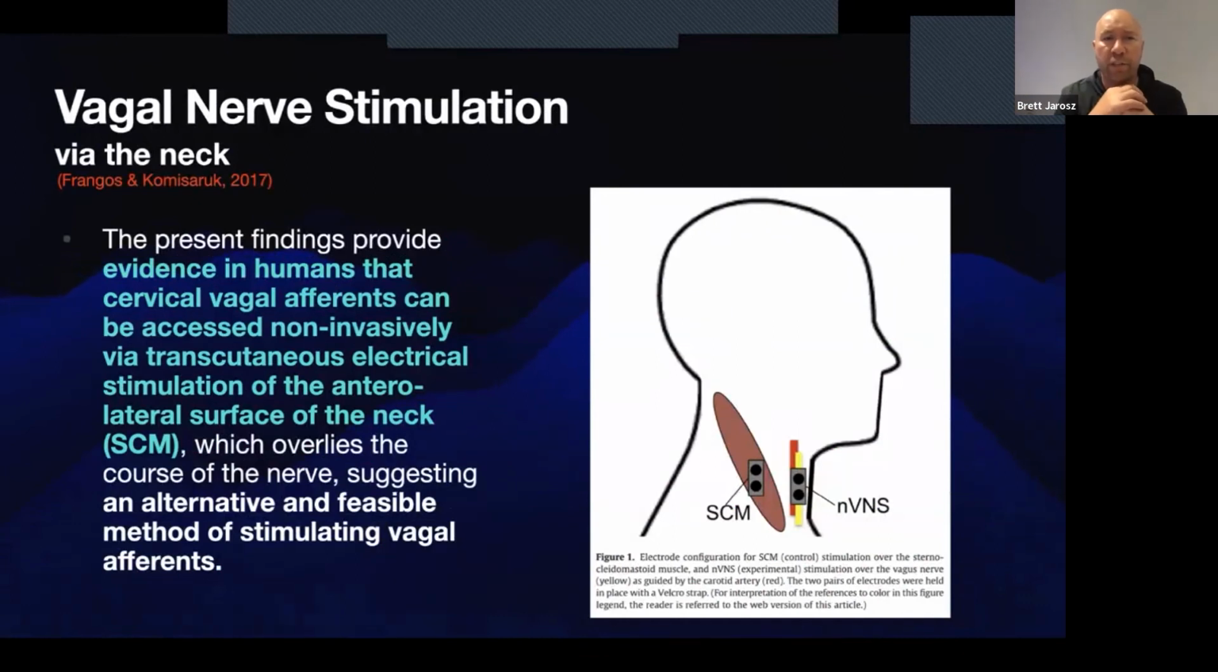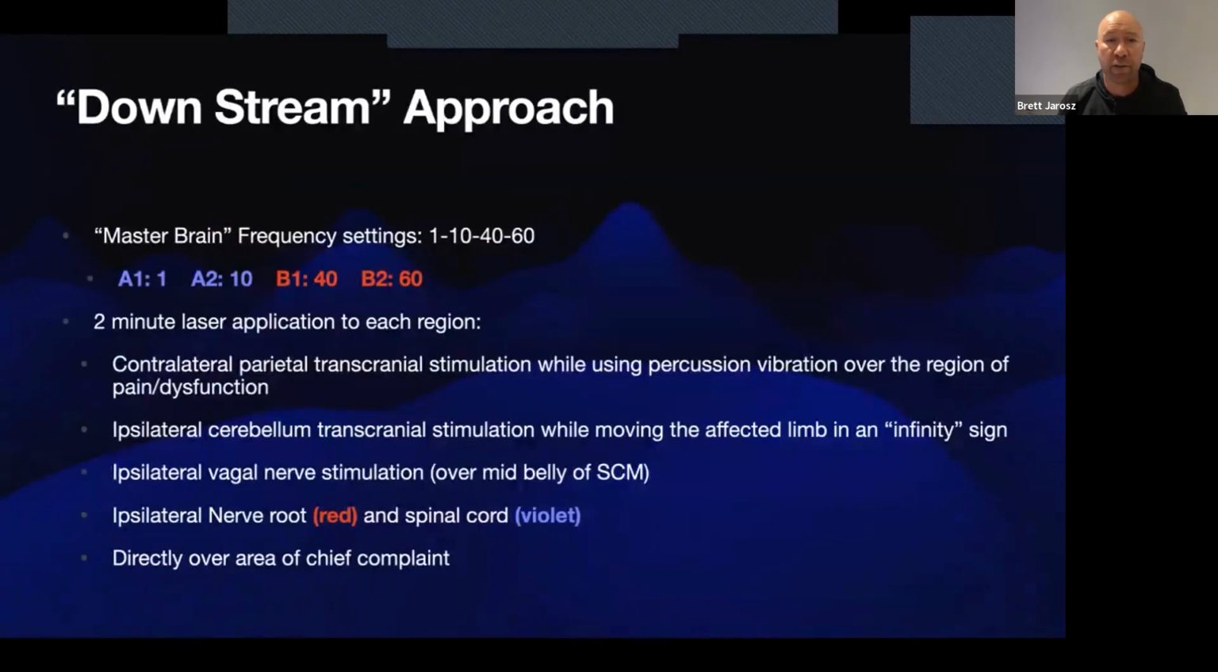As we can see here, the vagal nerve stimulation via the neck. There are some studies providing evidence in humans that cervical vagal afferents can be accessed non-invasively via transcutaneous electrical stimulation of the anterior lateral surface of the SCM. You can also get it via 1 centimeter in from your tragus, and you can also get it via the cymba conchae, the auricular branch of your vagus nerve in your ear. Chinese medicine has been doing this for thousands of years. So we've got access to the vagus nerve if we understand our anatomy. And that particular one is nice and easy: we can go straight over the SCM with our laser to have effects on that.